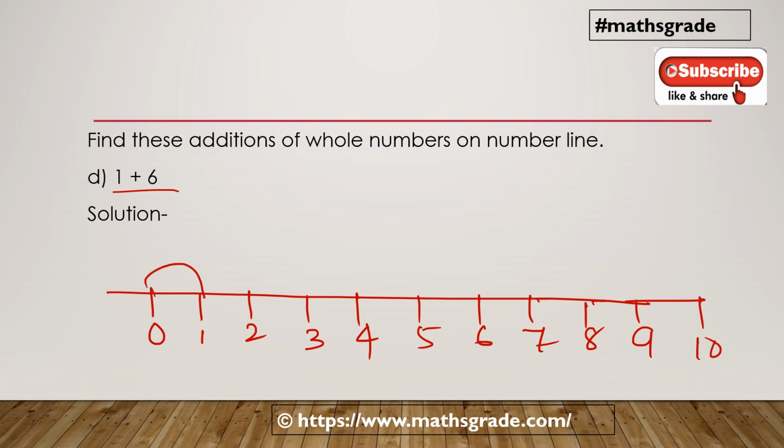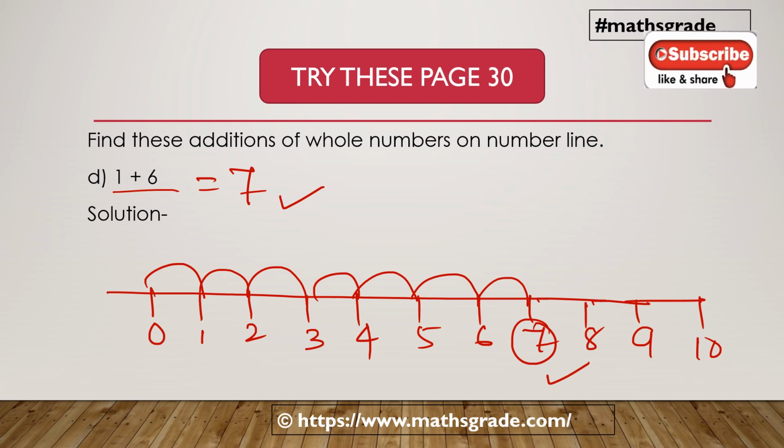0 to 1, this is number 1, then 6: 1, 2, 3, 4, 5, 6. This is the number 7. So 1 plus 6 is 7. And this is the representation of the addition of numbers 1 and 6, that is 1 plus 6, on the number line, and we have 1 plus 6 is 7.